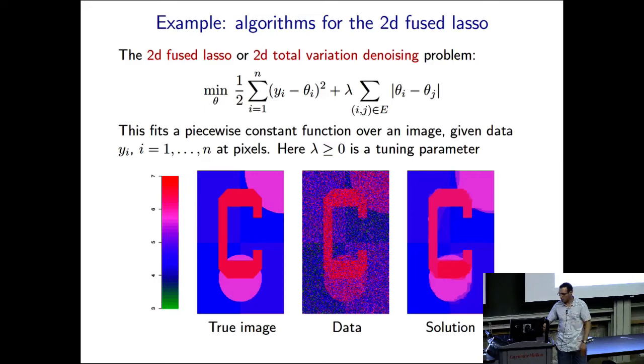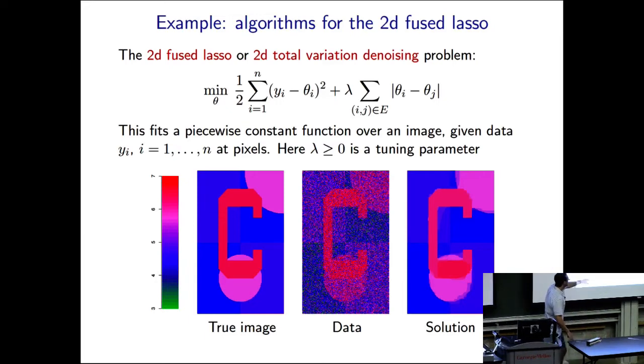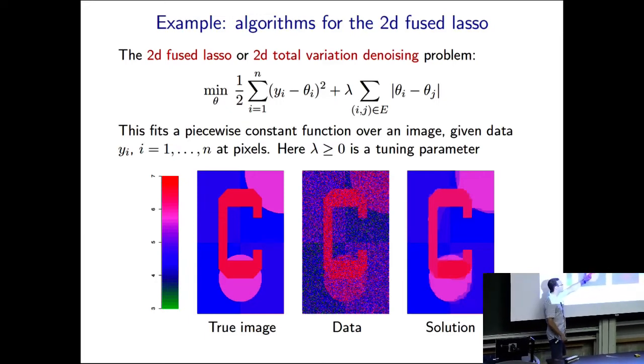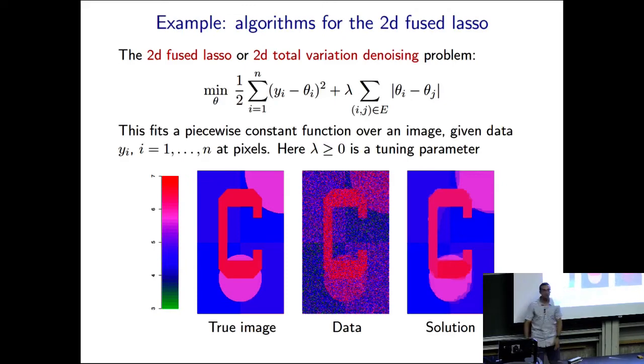If I replace this with a squared penalty, theta i minus theta j squared, that's actually going to do something very different at the solution to this problem, and it's not going to give us any kind of piecewise constant structure at all. It's going to be smooth. It's going to be a smooth reconstruction of this image, but it will never give us anything with solid colors like this, where there's a block of solid colors, which I'm calling piecewise constant. So it's one value here, one value here, one value here, etc.